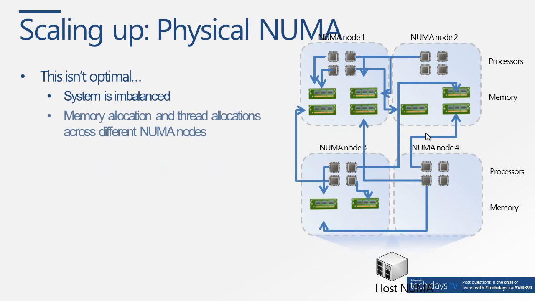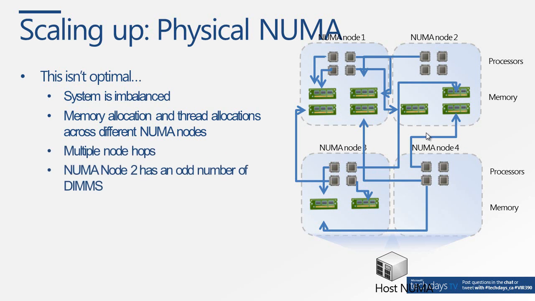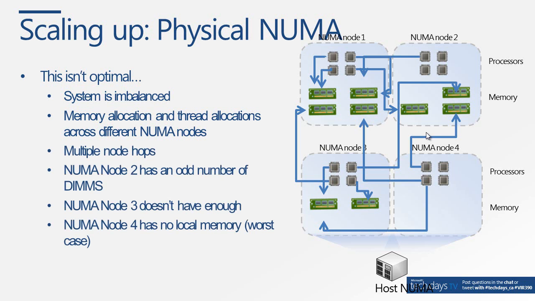The system overall is imbalanced, okay? So memory allocation and thread allocations are happening across different NUMA nodes. There are multiple NUMA hops themselves. NUMA Node 2 has an odd number of DIMMs, which is actually not a good idea. NUMA Node 3 doesn't have enough, so it keeps going to another one, and NUMA Node 4 doesn't have any at all. So that particular set of cores, that CPU, now has to go to the other nodes in order to get memory. This happens when individuals populate the RAM in a server themselves without actually going through and reading the information about how to do that properly.